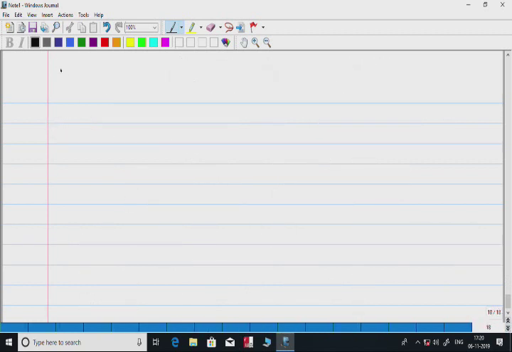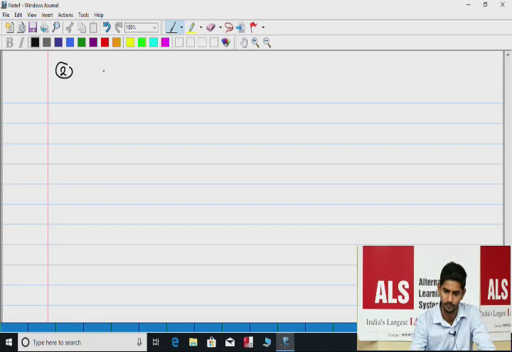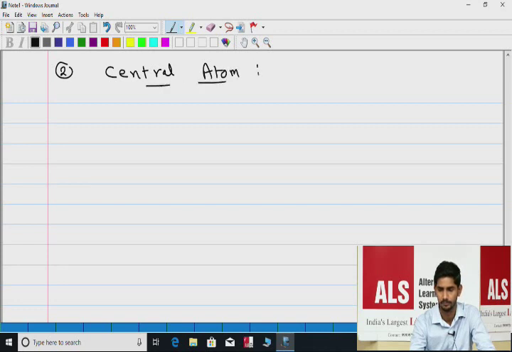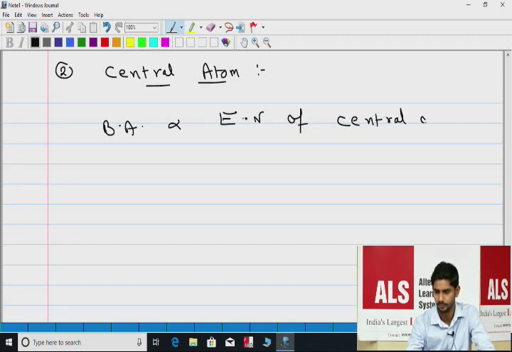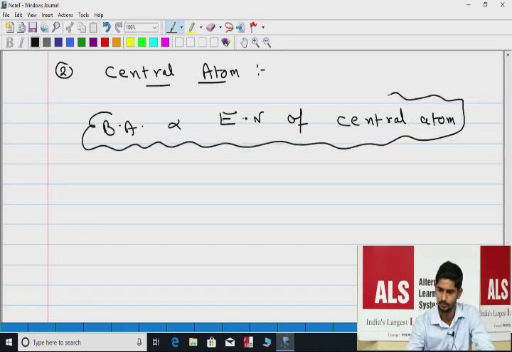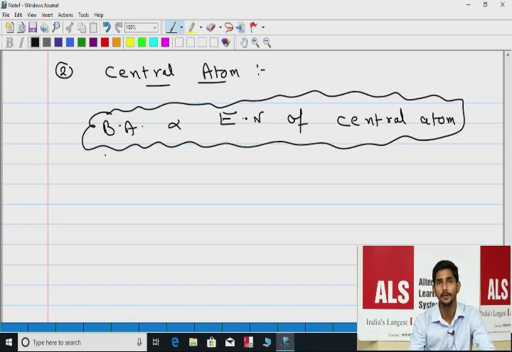Point number 2, central atom. See, bond angle is directly proportional to the electronegativity of the central atom. Okay, how? Check out this one.